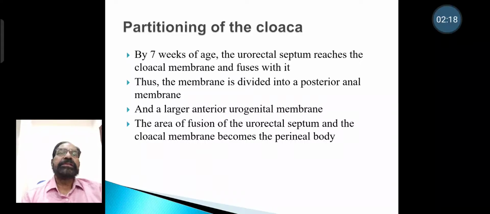By 7 weeks of age, urorectal septum reaches the cloacal membrane and fuses with it. Thus, the membrane is divided into a posterior anal membrane and a larger anterior urogenital membrane. The area of fusion of the urorectal septum and the cloacal membrane becomes the perineal body.